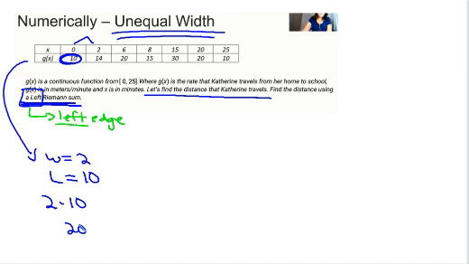And that's the area of that first rectangle. Then we go to the next one, from here to here. What's the width of that one? I think everybody sees that it's 4. The length of that one is, again, the left edge, which is 14. 4 times 14 will give me the area of that one.